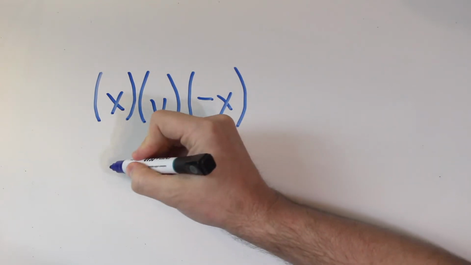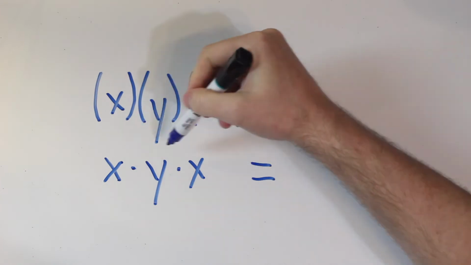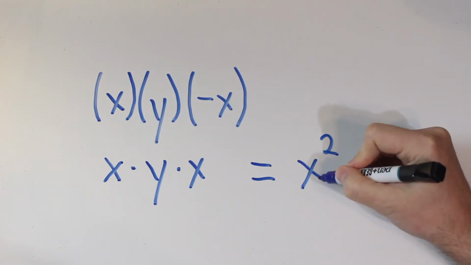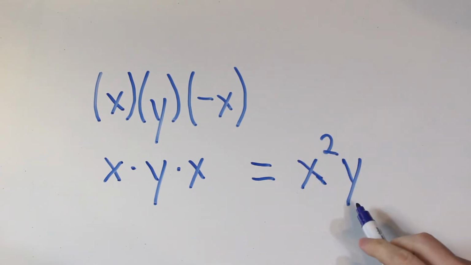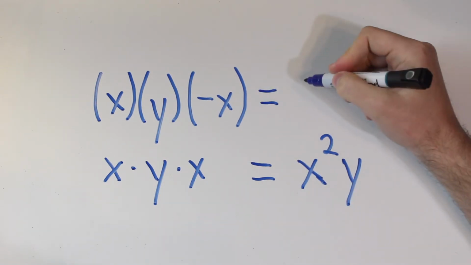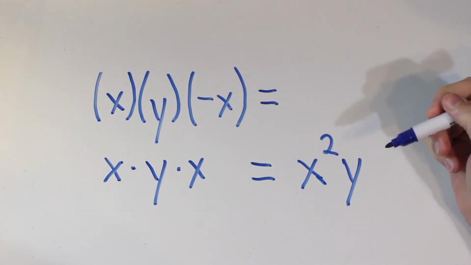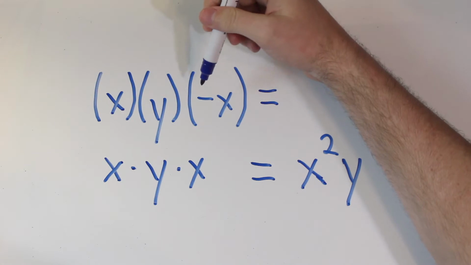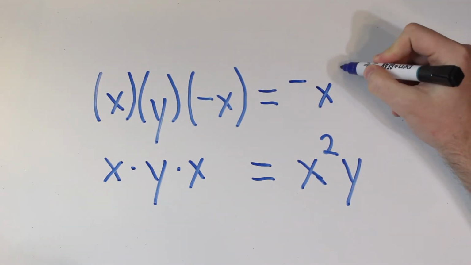Here we have x times y times x. x times x can become x squared. So our product is x squared times y, or x squared y. Now, should our answer be positive or negative? Well, if the number of negatives being multiplied together is odd, then our answer must be negative. And we have one negative, which is an odd number. So this answer will be negative x squared y.